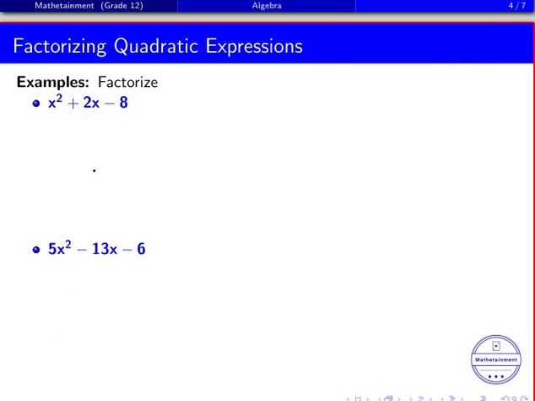Okay. Now, let us move on to another example. We are also required to factorize x squared plus 2x minus 8. The first question that you should ask yourself here is, how many terms are here? There are 3 terms. Since there are 3 terms, it means you have a trinomial.